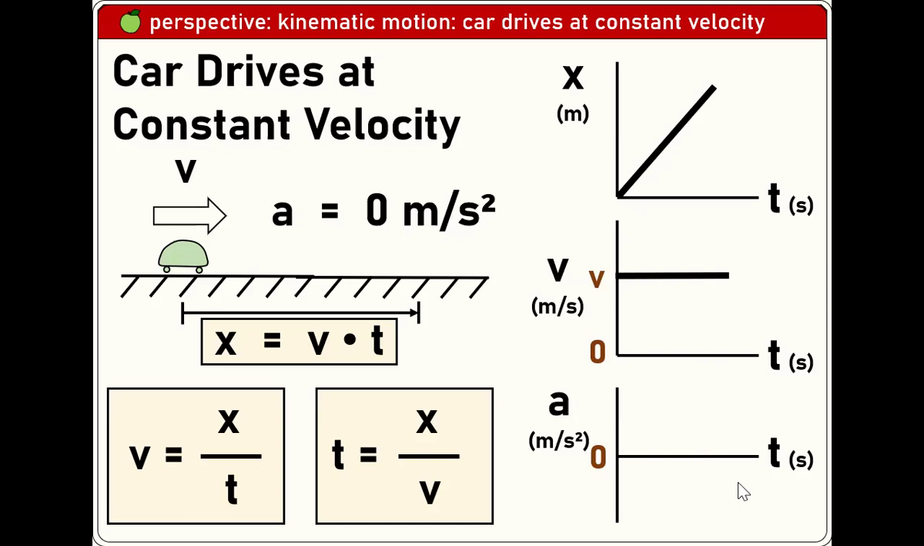Acceleration versus time. Again, constant velocity. Guys, if you're at constant velocity, what does it feel like inside the car? Suppose your friend's driving the car and you're blindfolded. Does it feel a lot like just sitting in this room, like you're at rest? It sure does, because you're not accelerating. You're not speeding up or slowing down.